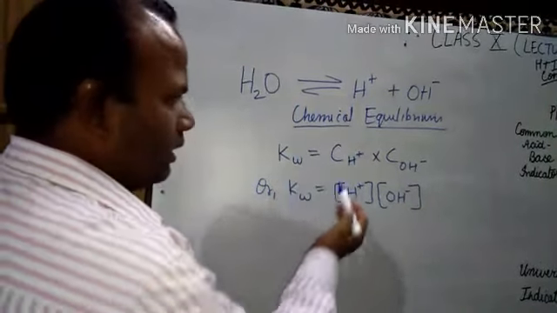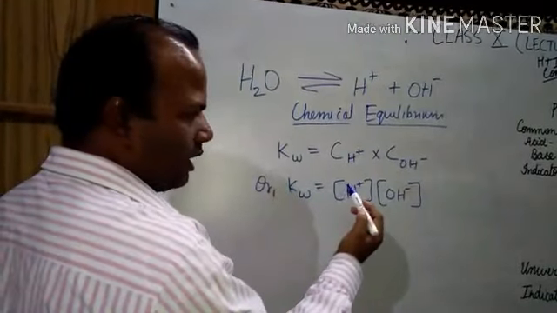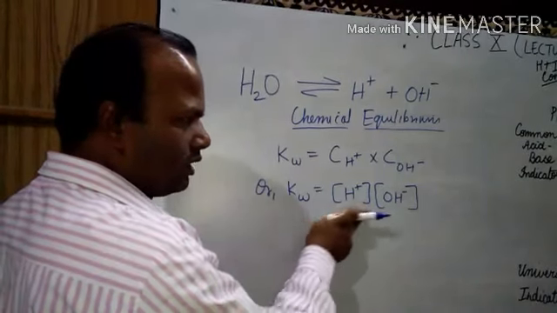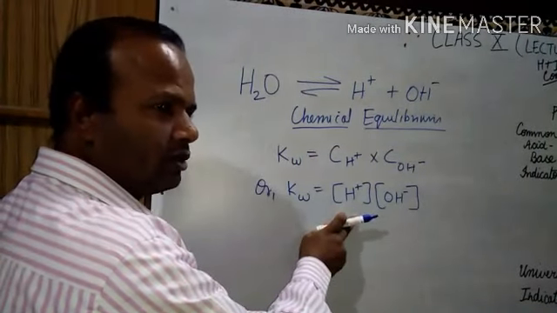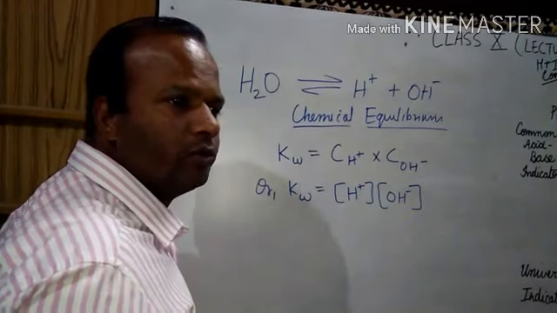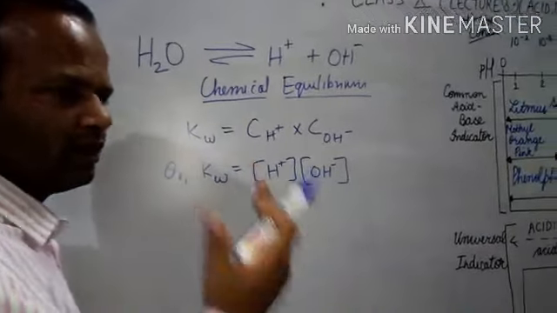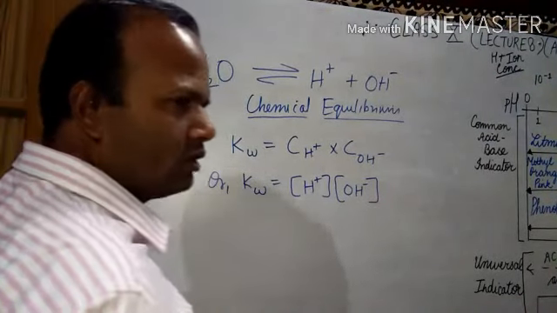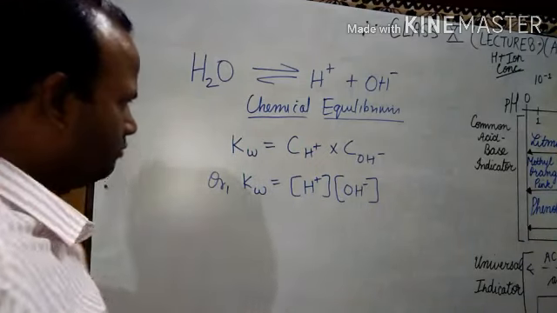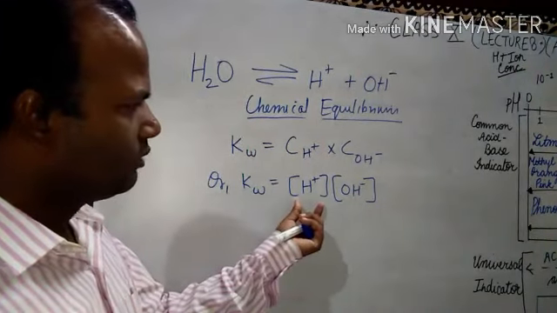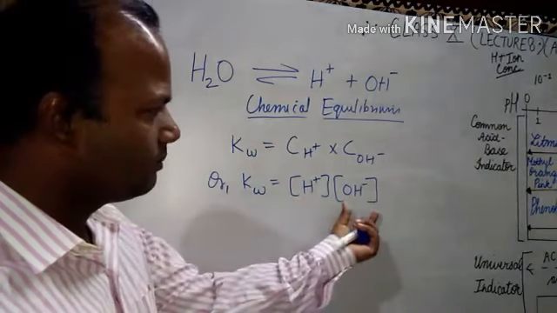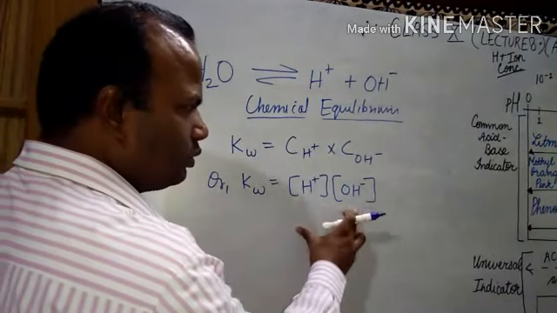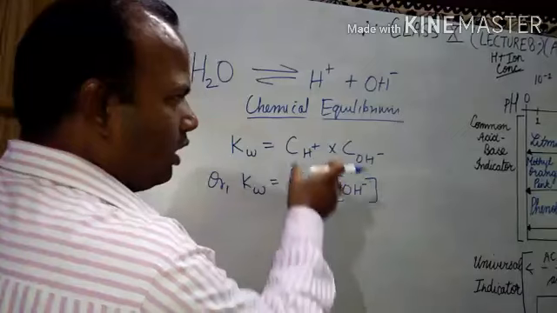So Kw, or you can use the square bracket. Whenever any ion is enclosed by square brackets, it represents the concentration. Concentration means the amount of moles per volume. That also you will study in the mole concept, which is a very important chapter with a lot of concepts. So whenever there are square brackets, it represents the concentration. So Kw is equal to [H+] into [OH-].